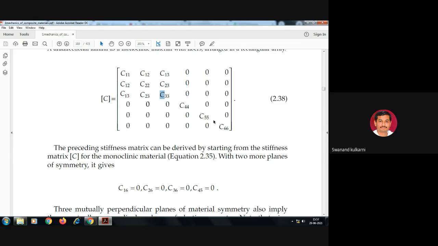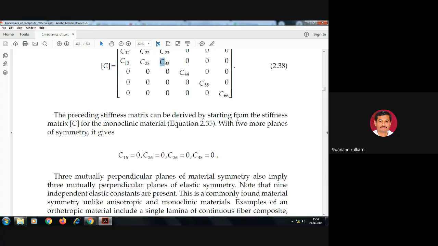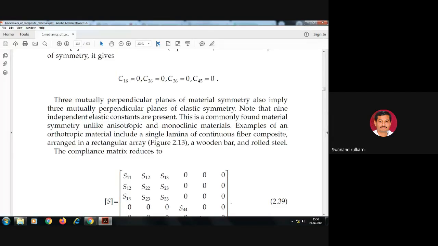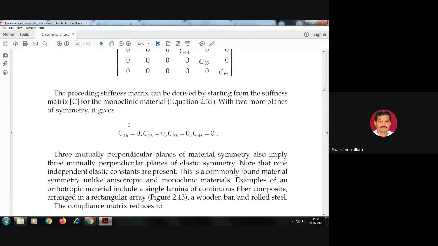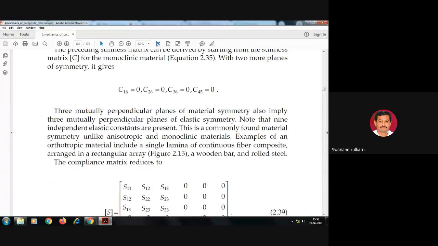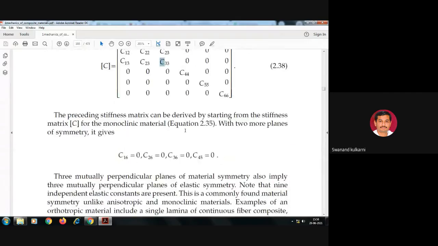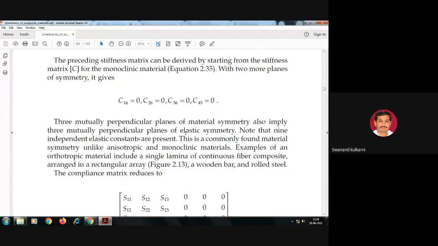Then C44, C55 and C66, these 3 are different here. So that's why the 6 parameters from these 3 rows and these 3 parameters, 6 plus 3 is equal to 9 parameters that are required here. So here 9 independent parameters are required. In order to represent the orthotropic material, we require 9 independent parameters.